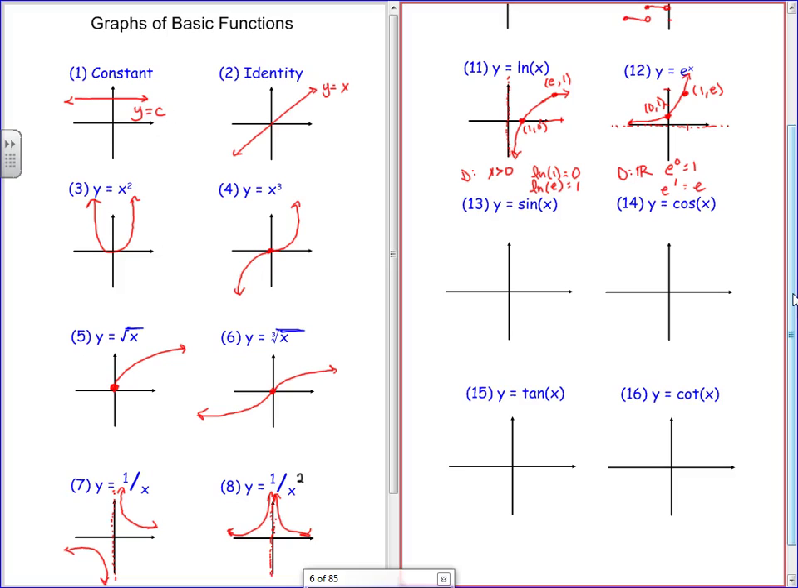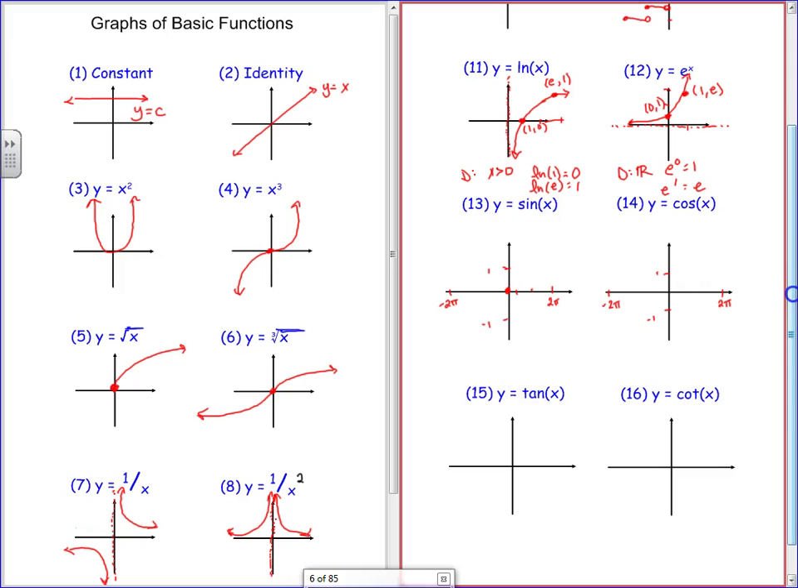Sine of x, does he start in the middle or does he start at the top? Sine of 0 is 0. Good. Sine of 0 is 0. Starts in the middle. Sine and cosine both are going to go to 2 pi. Complete a full cycle to 2 pi, a full cycle to negative 2 pi. They're both going to go up 1, down 1. These are non-transformed, right?